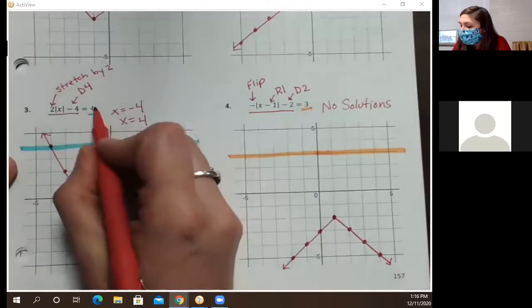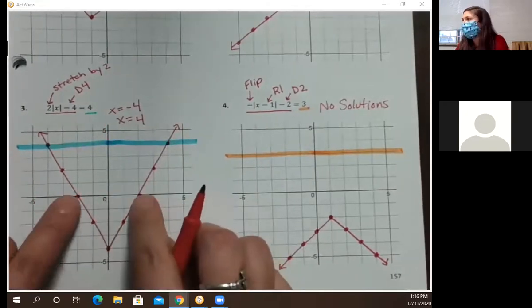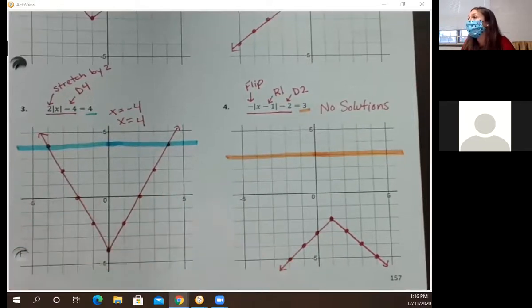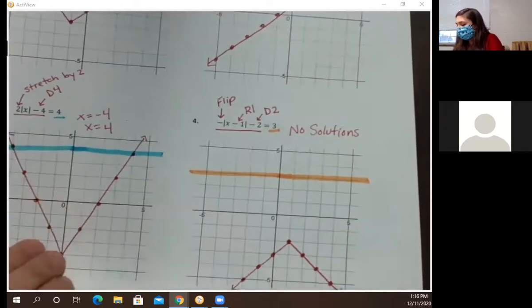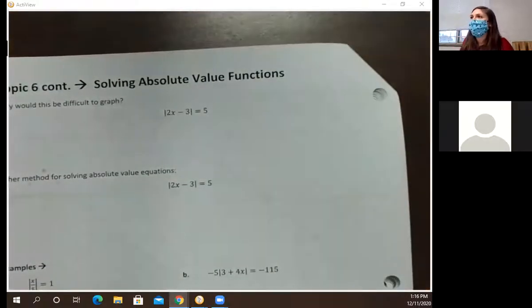Or what if this was equal to a fourth? And now I've got something here, and again, I'm estimating where my points are. And I'm even estimating where I'm putting a fourth on my graph. That can make it a little trickier. If we turn the page to page 158, what we're going to talk about next is how to solve these functions algebraically when the graph is not a good option.